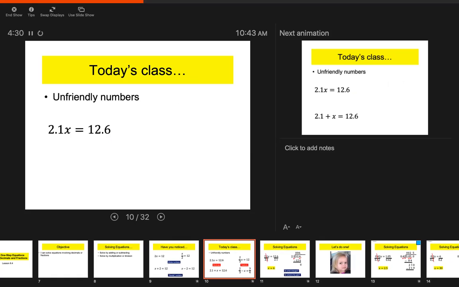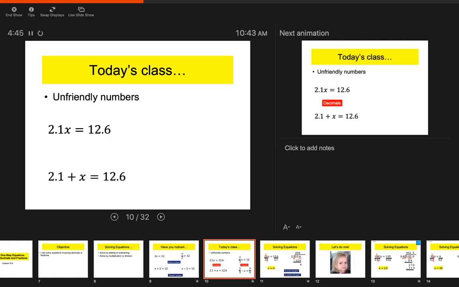Hey, variables on the left side. What's attached to it? 2.1. How is it attached? Multiplication. How do you get rid of multiplication? So we're going to divide both sides by 2.1.